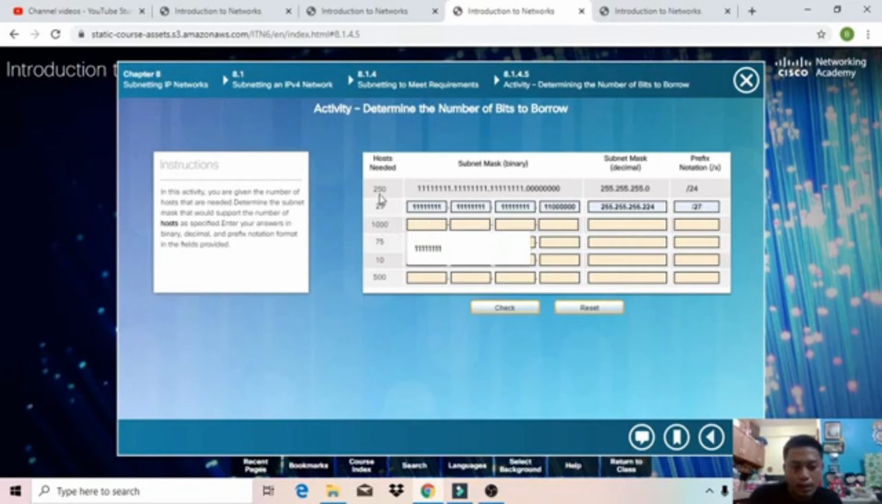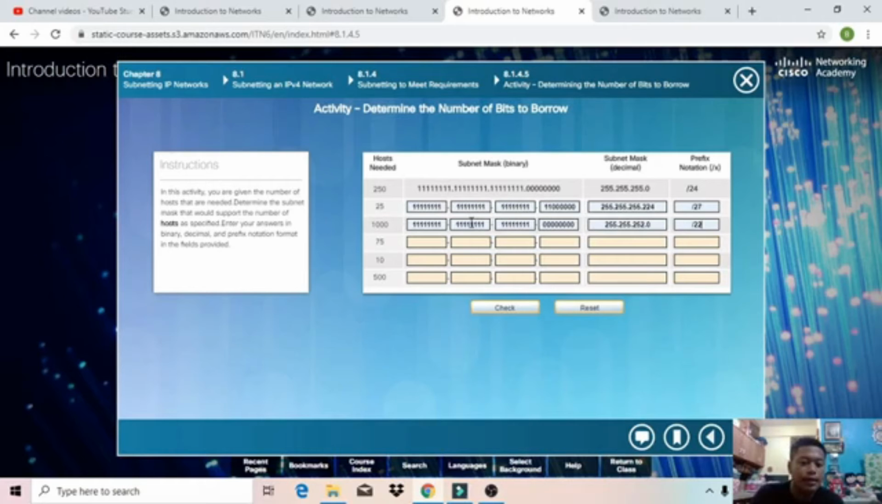So the next is hosts needed is 1000. So 11111111 11111111 11111100 00000000. In this case the hosts needed, the subnet mask is 255.255.252.0 and the prefix notation is /22.